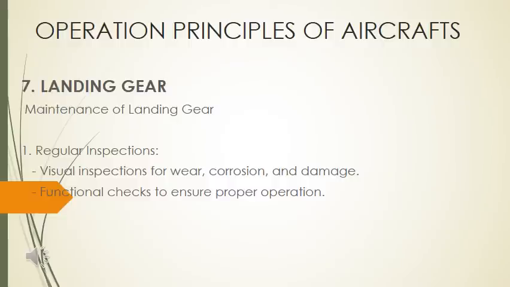As I approach the end, the maintenance of landing gear. The first maintenance is regular inspections. Visual inspections for wear, corrosion, and damage. Parts of the landing gear should be visually inspected for wear, corrosion, or damage, and also functional checks to ensure proper operation of the landing gear.